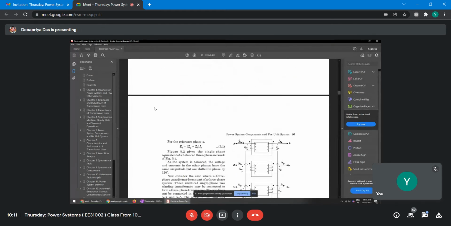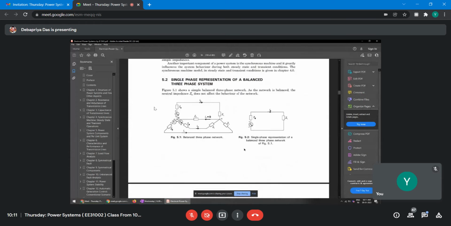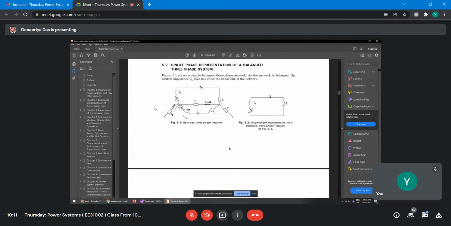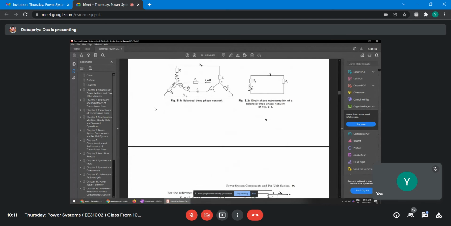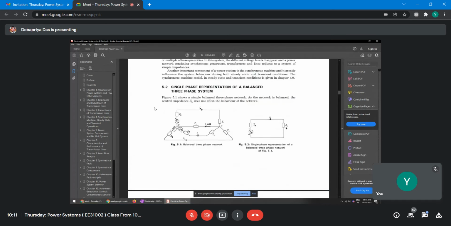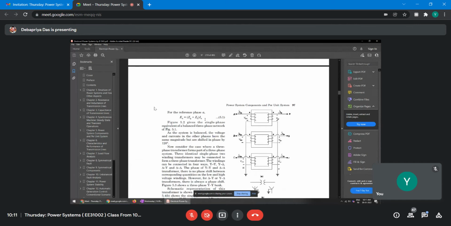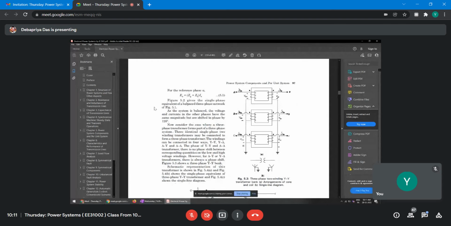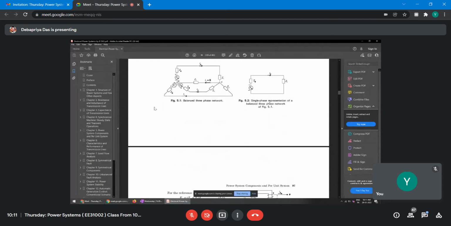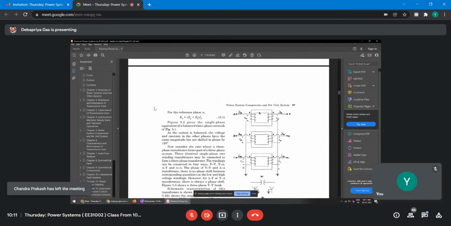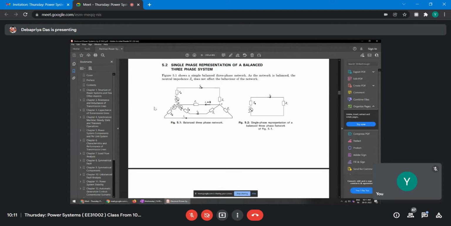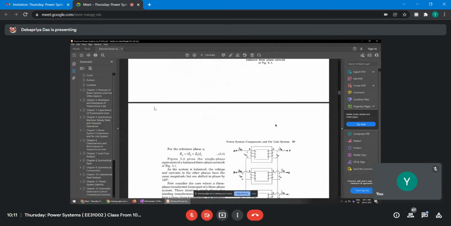Now whenever you write down this equation using KVL, you can write that EA is equal to ZG plus ZL into IA. So that is what is written here: EA is equal to ZG plus ZL into IA, right? So this is your figure 5.2. That means this figure gives the single phase equivalent of the balanced three-phase network of figure 5.1, this is a single phase representation, right?